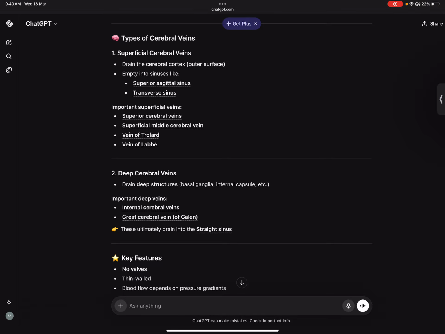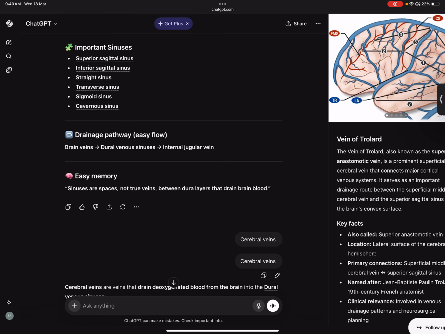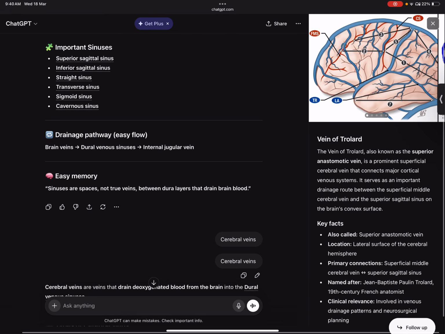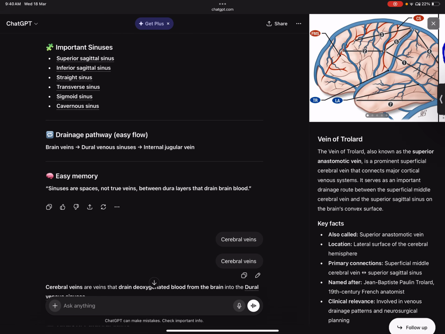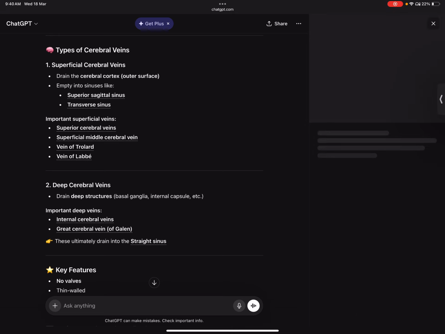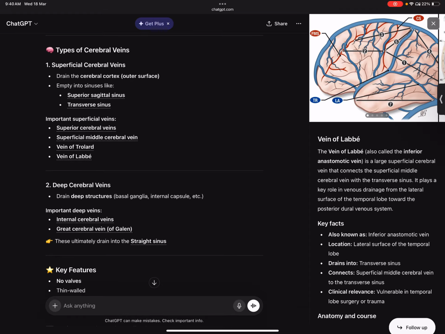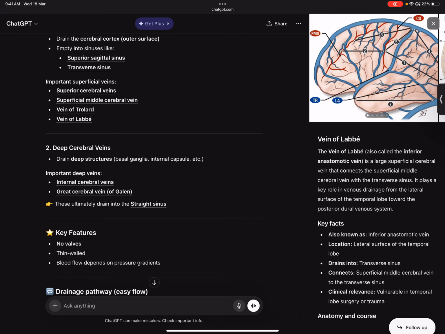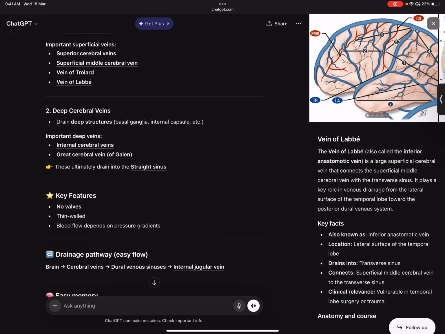Do not forget that. Now, this is the vein of Trolard. You may be wondering what this is. This is the superior anastomotic vein. The superior anastomotic vein's second name is the vein of Trolard, right? And the other one, where is it? Yes, the vein of Labbé is basically the inferior anastomotic vein, right? Then we have the deep cerebral veins, which drain the deep cerebral structures, the basal ganglia and internal capsule. And it's important that these drain via the internal cerebral vein and the great cerebral vein.